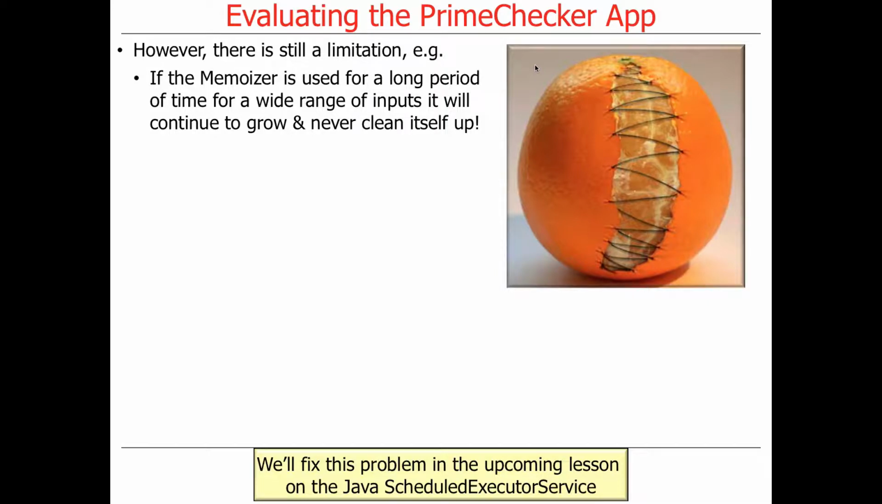We'll do it first thing on Monday in the next lesson, which covers the Java Scheduled Executor Service. So the Java Scheduled Executor Service allows you to schedule tasks that run at some point in the future. And of course, to give you a preview of coming attractions, whenever we put an item into the memoizer cache, we're also going to schedule a callback to run at some point in the future to take the thing out of the cache.